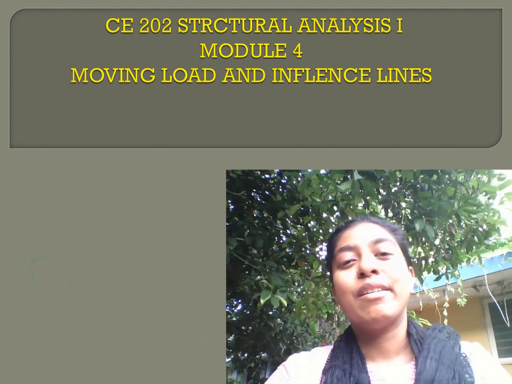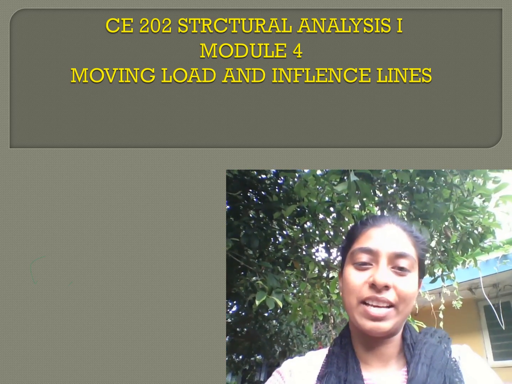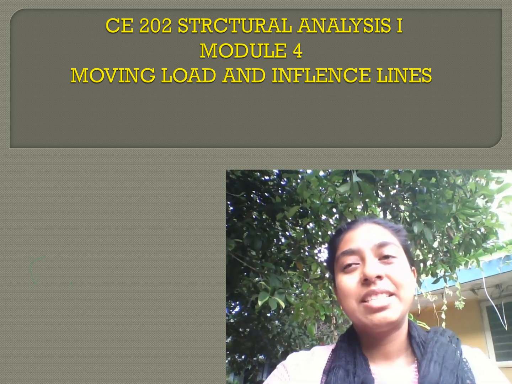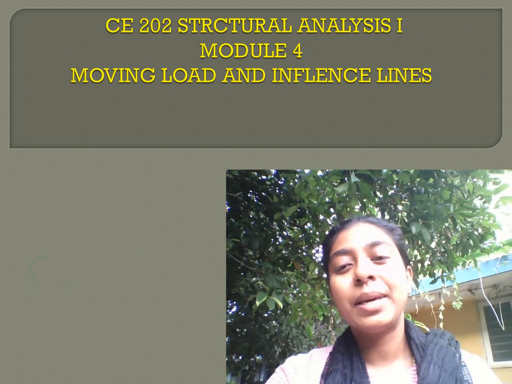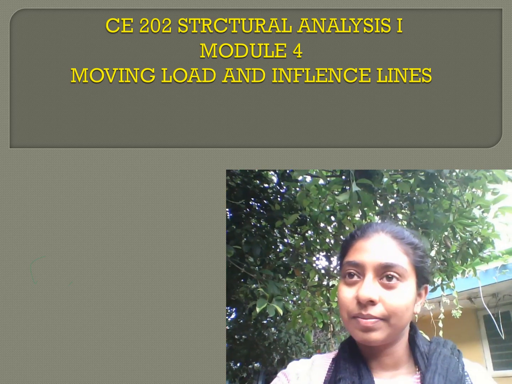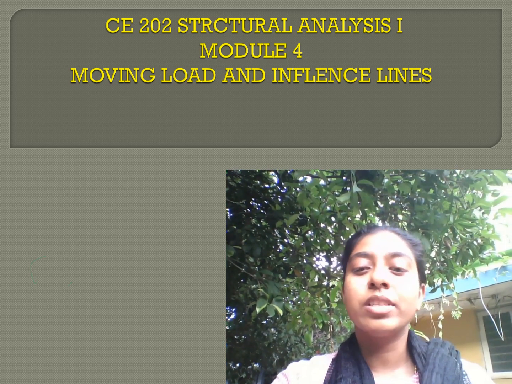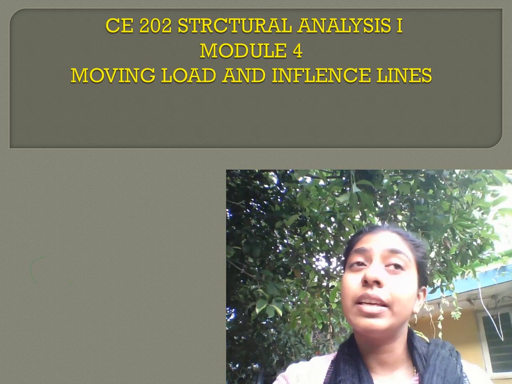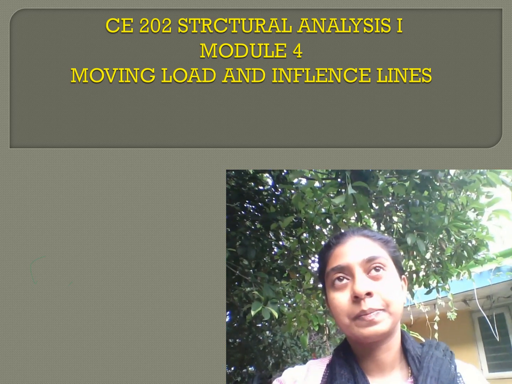So this is our fourth video in the fourth module of KTU CE202 Structural Analysis 1, Moving Load and Influence Lines. So recalling what we have studied earlier. In the first video we saw the basics of influence lines and moving loads and the derivation for a simply supported beam when a unit load is moving from left to right. So we saw how to draw the influence line for reactions, shear force and bending moments.